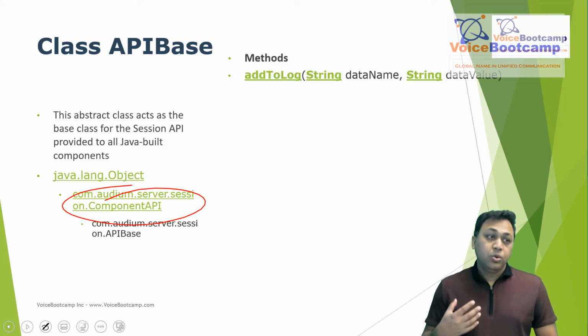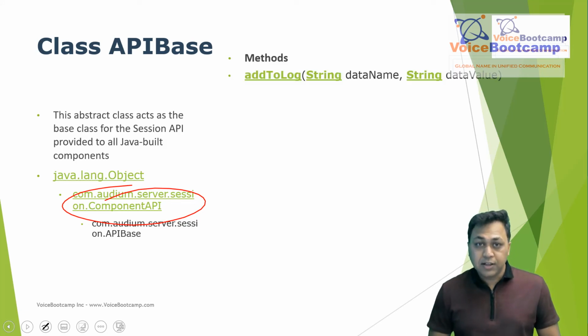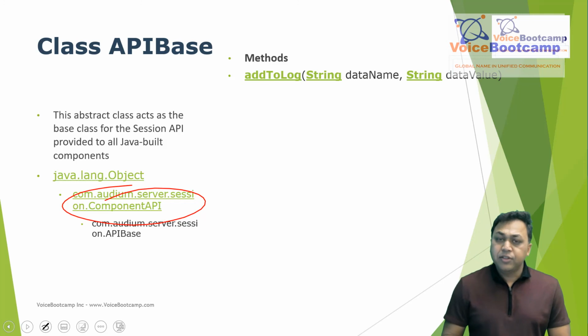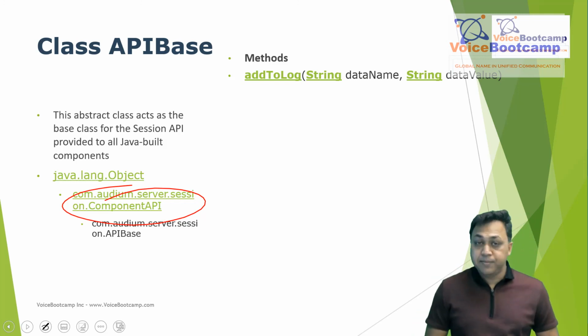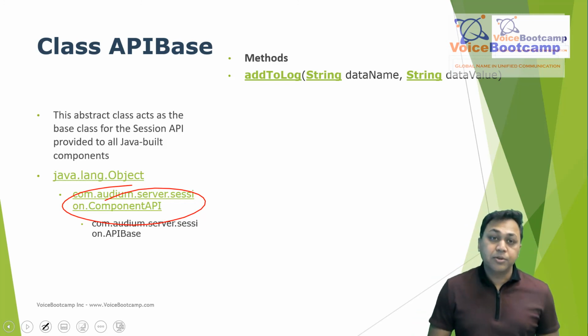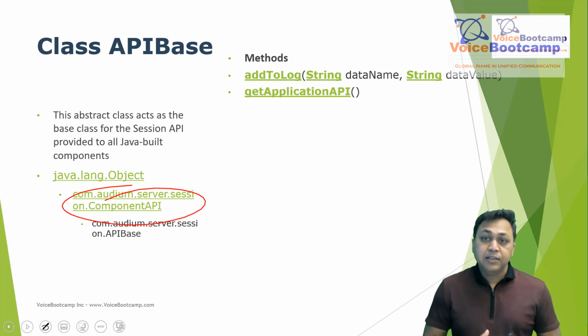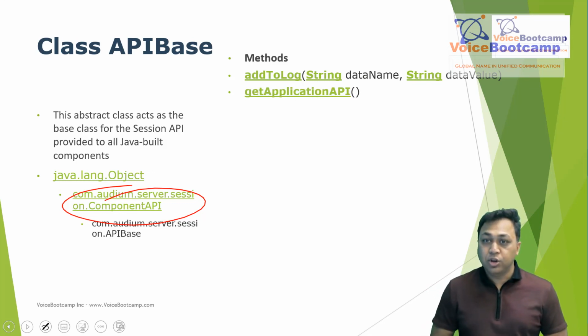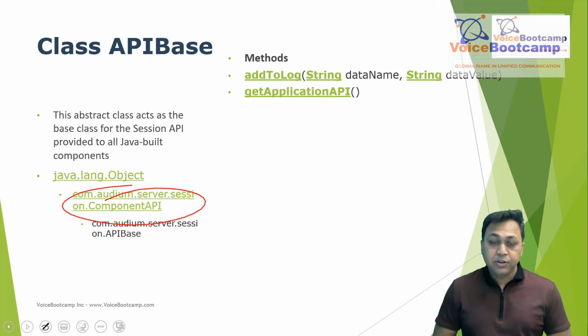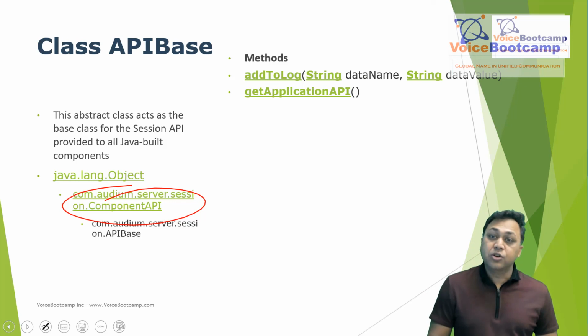complex. Now, there are many methods that are part of this API base. The first one we're going to talk about is called addToLog. This method throws a custom event for any application loggers to pick up. Then you have something called getApplicationAPI. This method gives components access to the global API, which allows for getting or setting global data or application data that you can use throughout your applications.